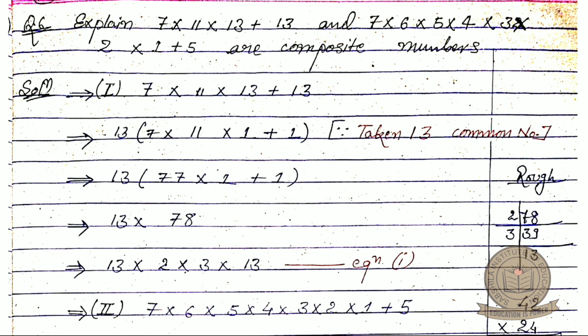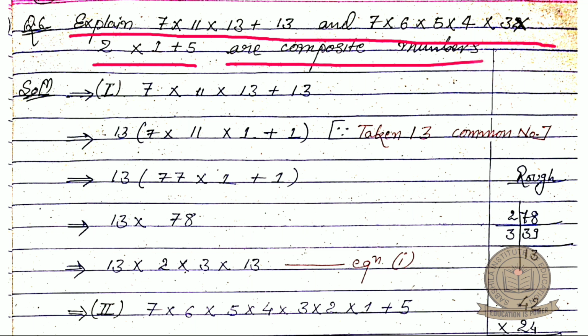Let's see the sixth number, that is, explain whether 7 into 11 into 13 plus 13 and 7 into 6 into 5 into 4 into 3 into 2 into 1 plus 5 are composite numbers. Composite number, that means what? A composite number can have more than 2 factors. Okay, see the first number, that is this one.